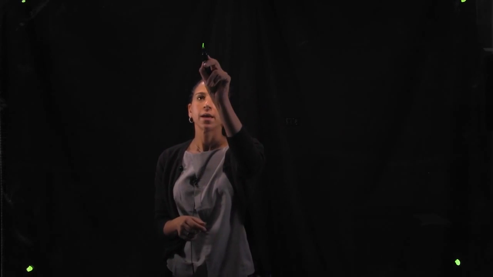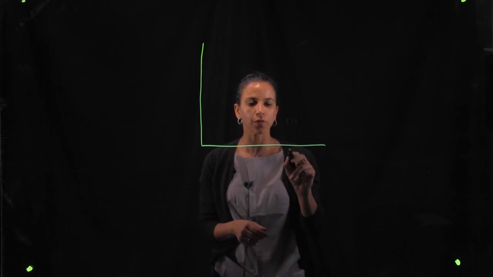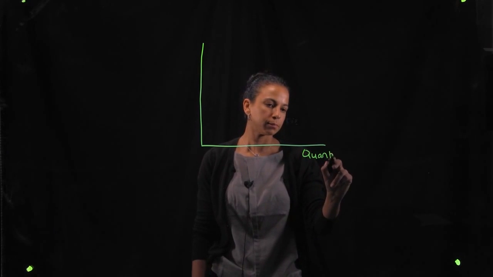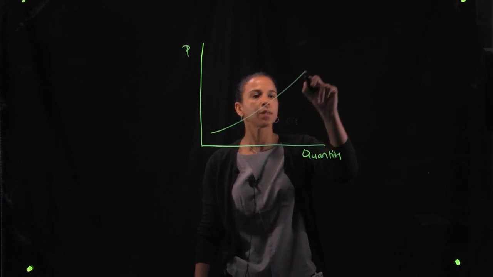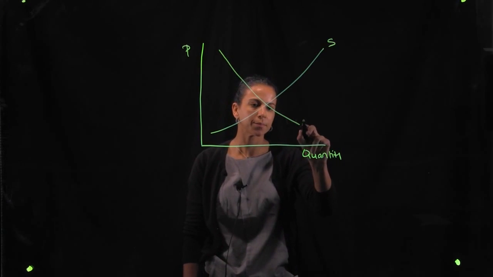Okay, the next type of industry we're going to study is going to be a monopoly. Remember, a monopoly is just one producer. So for a monopoly, the monopolist ends up facing the market demand curve. On this axis we have quantity and price. We have the supply of cupcakes and we have the demand for cupcakes.